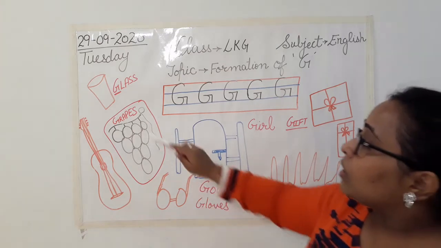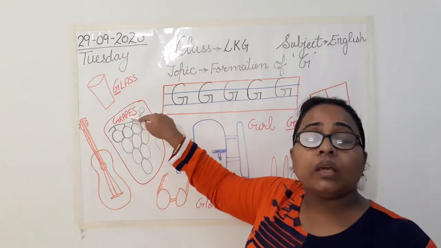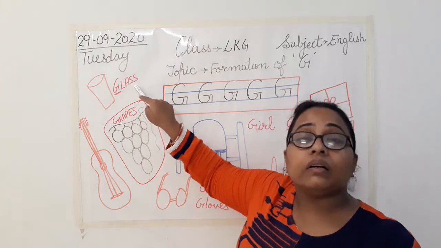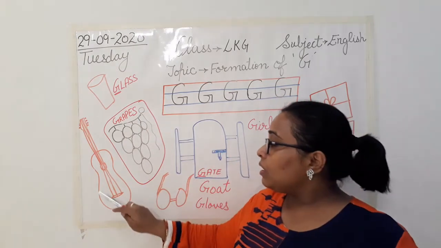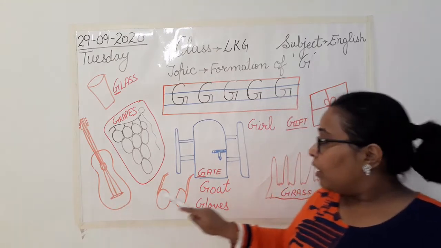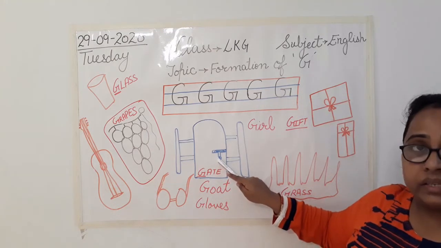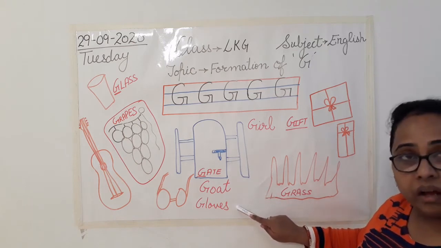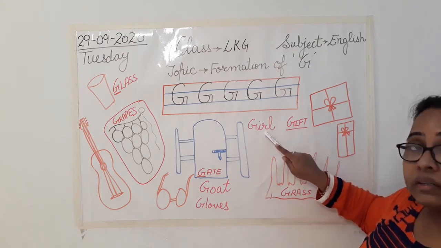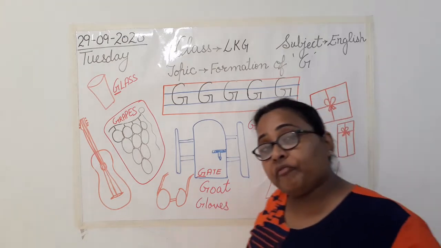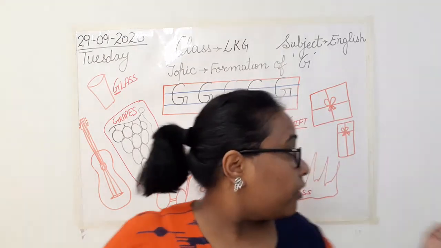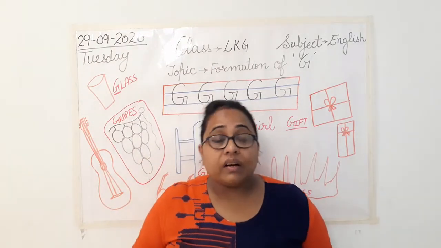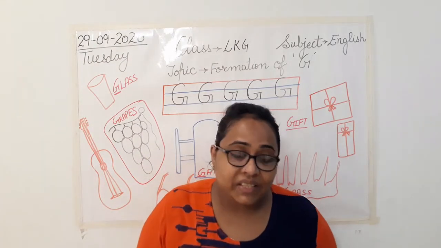G, G, grapes. Say with me. G, G, glass. G, G, guitar. G, G, gate. G, goat. G, gloves. G, girl. G, gift. G, grass. Then we have G, guava. G, garlic. Isn't it? Okay.